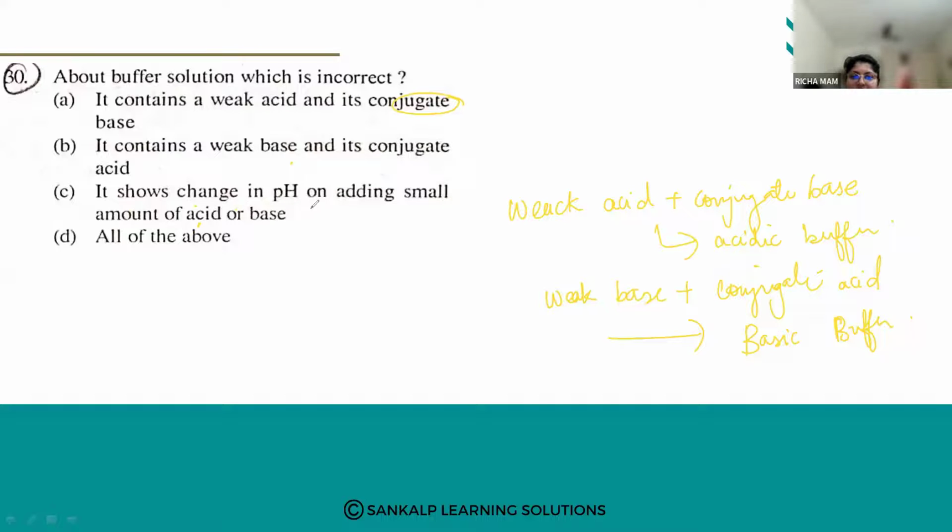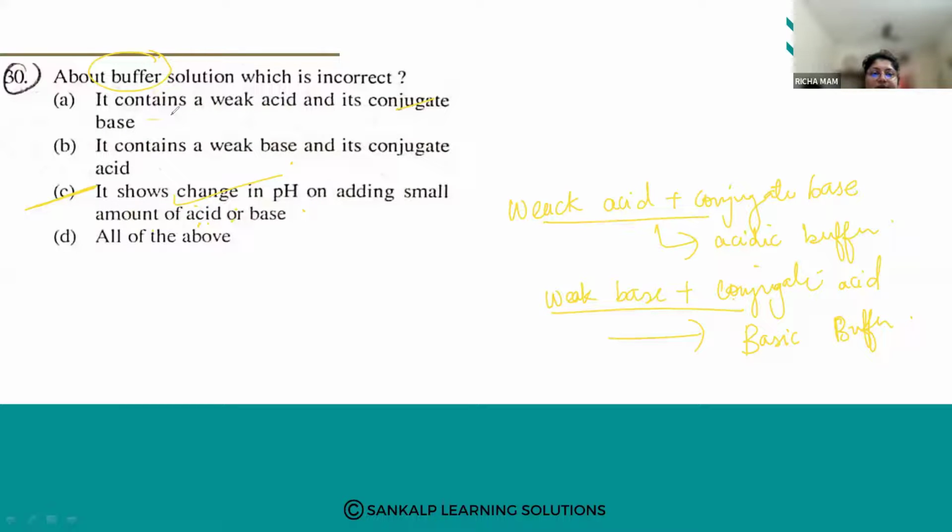It shows change in pH on adding small amount of acid or base. Okay, so all the above are correct. Right, so it contains... no, they have asked about the buffer. Okay, only of buffer. So option number C is correct. This is for acidic buffer, this is for basic buffer. So they have asked only with respect to buffer. So option number C is correct, not D. Okay, C is correct. Understood?